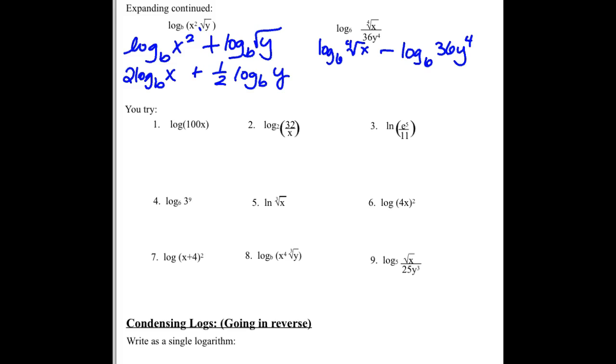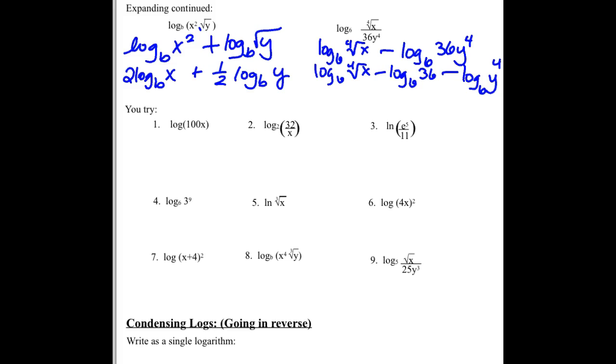In this second piece, the log base 6 of 36y to the 4th, there is still multiplication that needs to be pulled apart, but you are subtracting everything after the minus sign, right? So we have to keep that in mind when we expand it, that that subtraction sign applies to everything after. So we can write this as log base 6 of the 4th root of x minus log base 6 of 36 minus log base 6 of y to the 4th.